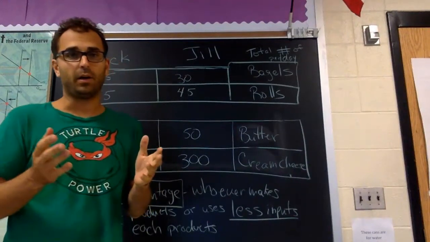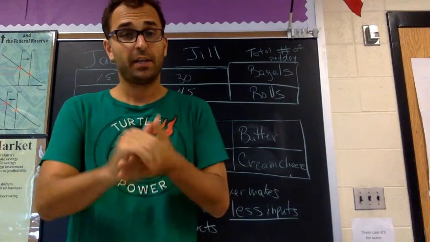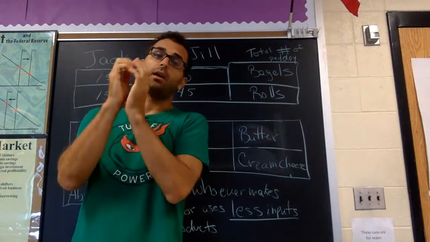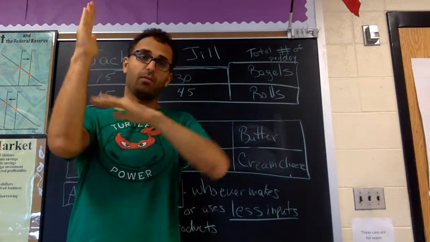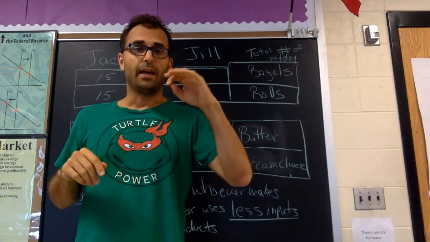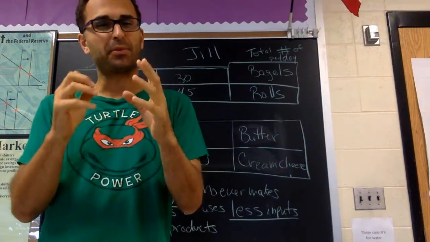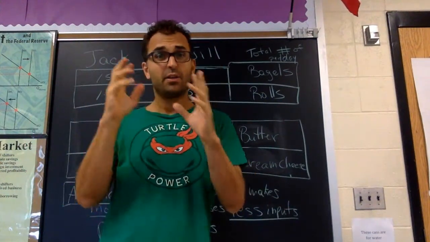Okay, short video on absolute advantage. This is Unit 1. This has to do with production possibilities, where a country can produce either product A or product B. And now we're going to look at absolute advantage in comparison to other countries.